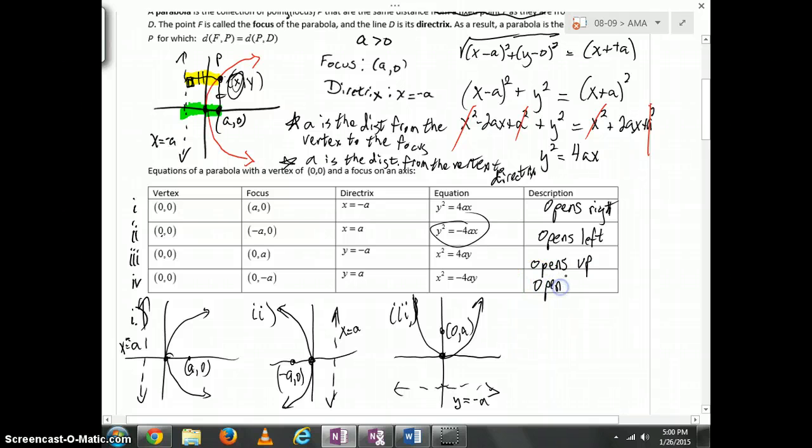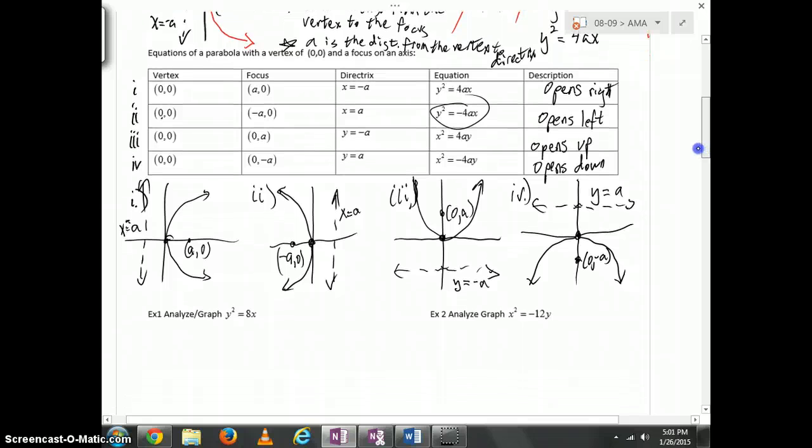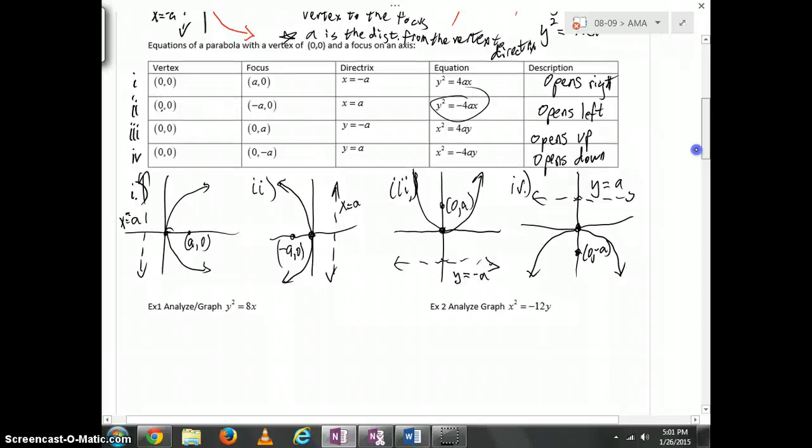Last, we can see if x squared equals negative 4ay, this opens down. And again, x squared equals something negative. You're still going to have your vertex at 0, 0, but your focus is always a steps away from your vertex. Your directrix is a steps, in this case, above the vertex. It's a steps away. This would be y equals positive a, and we'd have a parabola that would look something like so. So here are those 4 general cases where your vertex is actually at the origin.